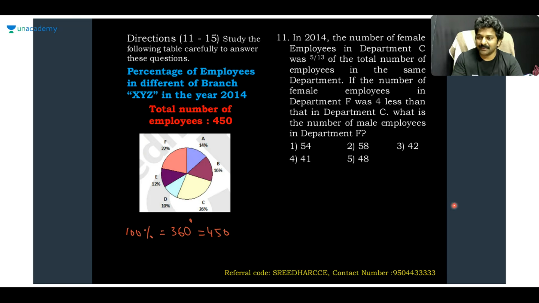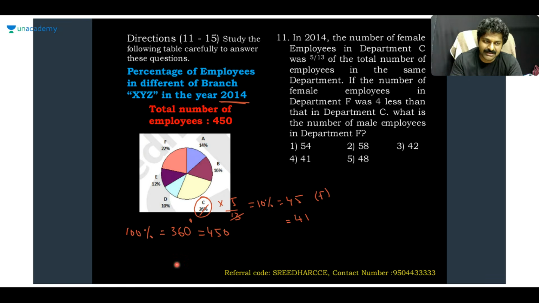Okay, right. In 2014, the value is for 2014 only. Number of female employees in Department C is 5 by 13. In Department C, total we have 26%. Out of this, 5 by 13 in the sense, 13 twos are 26, 2 into 5, that is 10%. 10% of 450 is equal to 45. So 45 female employees are there in Department C. The number of female employees in Department F was 4 less than that in C. So in Department F, female employees are 4 less, that is 41.